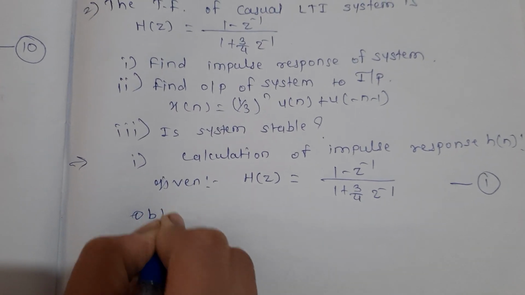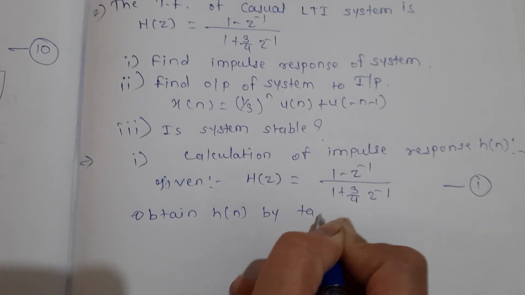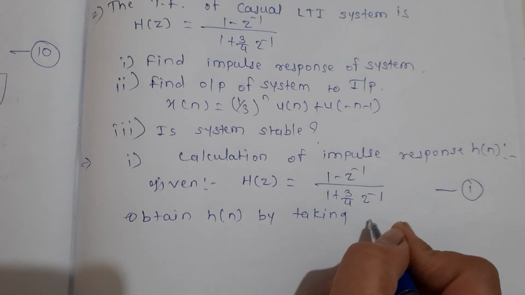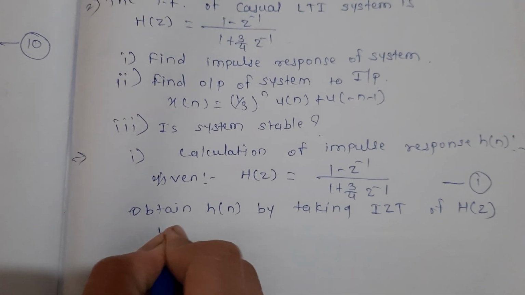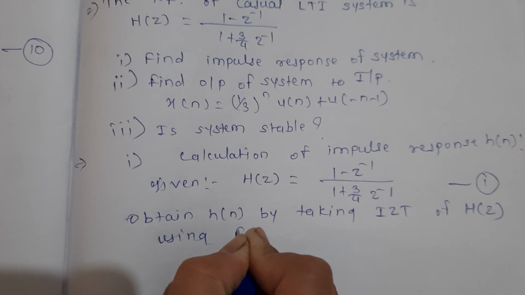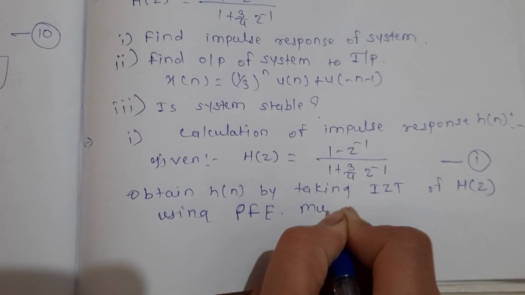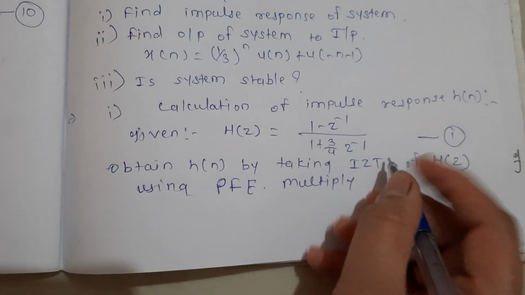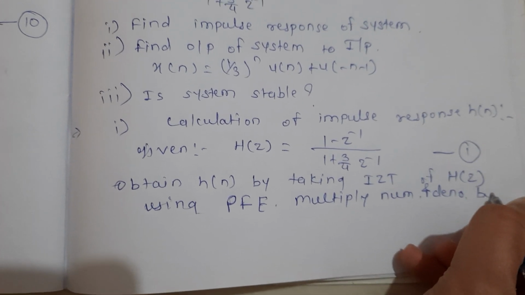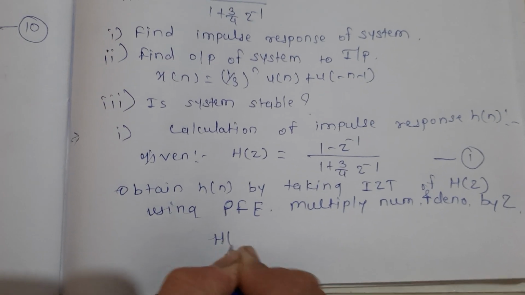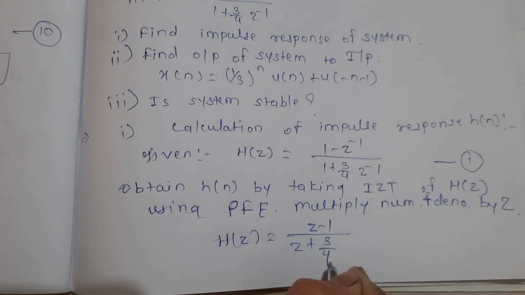Here we write: obtain h(n) by taking the IZT of H(z) using partial fraction expansion. So multiply numerator and denominator by z. So H(z) is equal to (z - 1)/(z + 3/4).